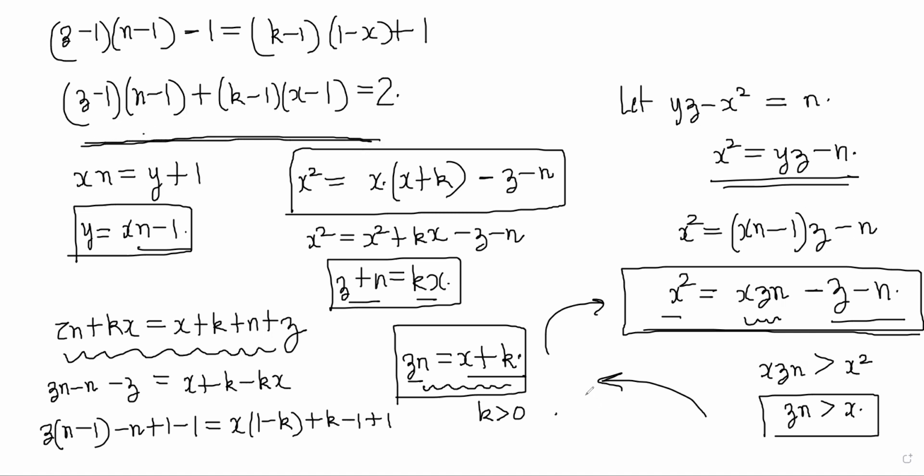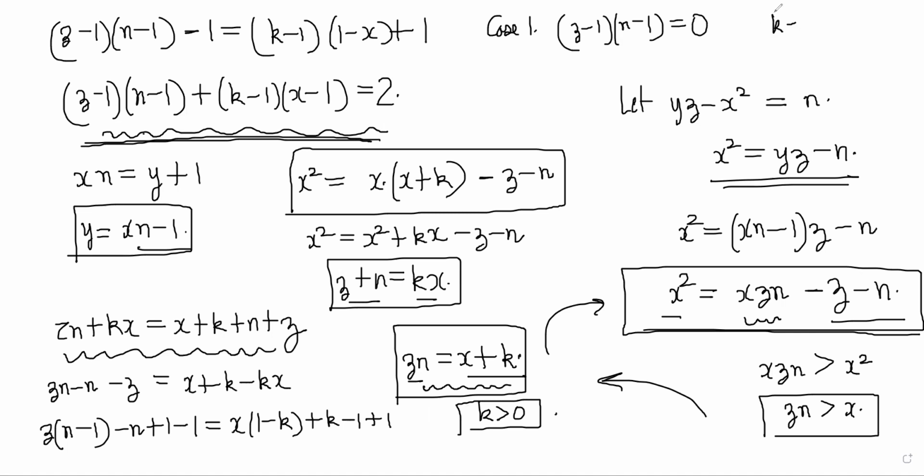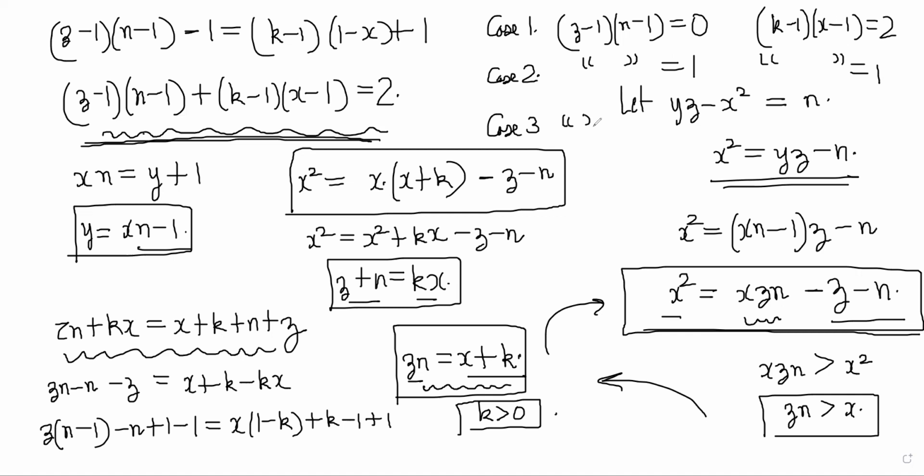Now we know that k was a positive integer here. z, n, x, everything is a positive integer, right? So the only way in which this can happen is in three cases. Case 1 is (z minus 1)(n minus 1) is 0 and (k minus 1)(x minus 1) is 2. Case 2 is when this is 1 and this is also 1. And finally, case 3 is when the first term is 2 and the second term is 0.